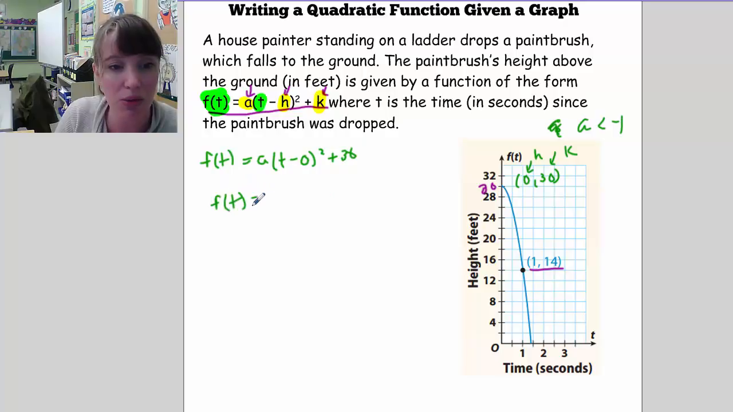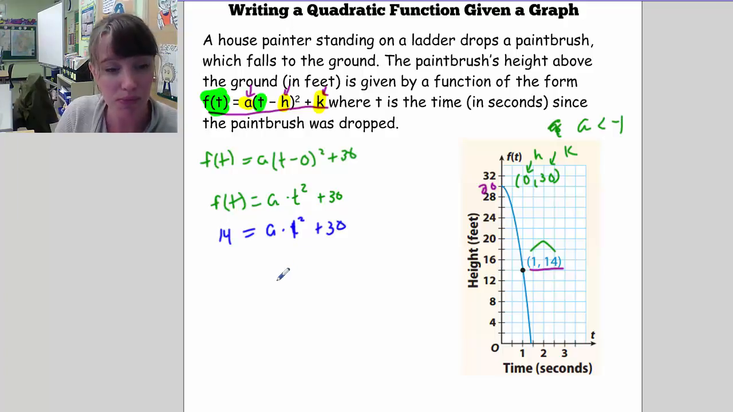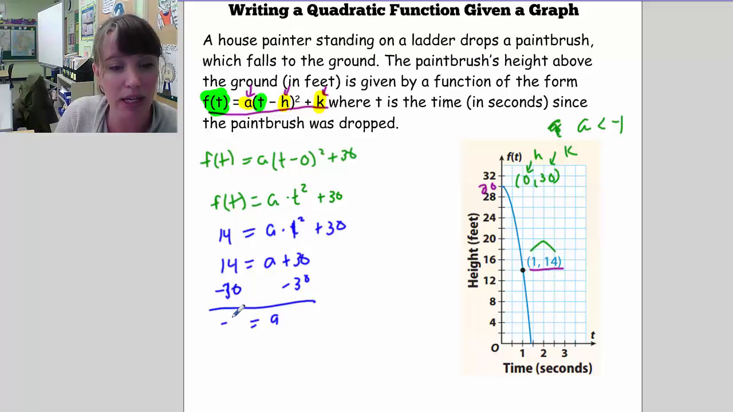F of t is equal to, well, t minus 0 is 0. T squared is just going to be t squared. So I have a times t squared plus 30. Now I'm going to plug this point in and solve for a. I know f of t is 14, so the height is 14 when the time is 1. So we have a times 1 second squared plus 30. We have 14 is equal to a plus 30. If we subtract 30 from each side, we have a is equal to -16.